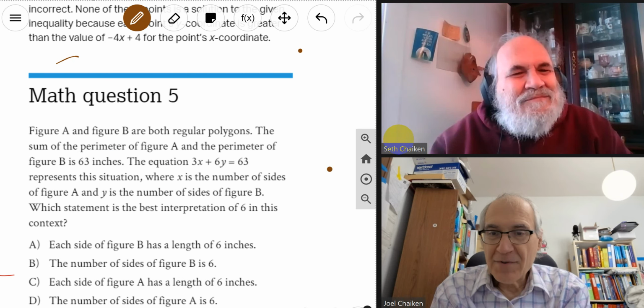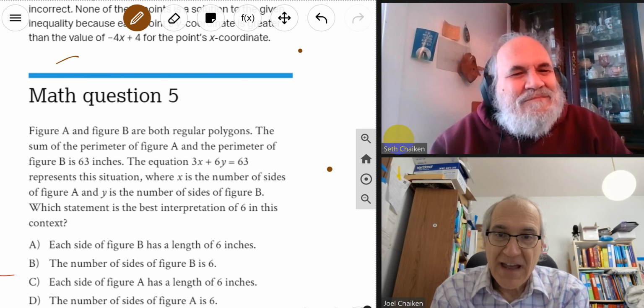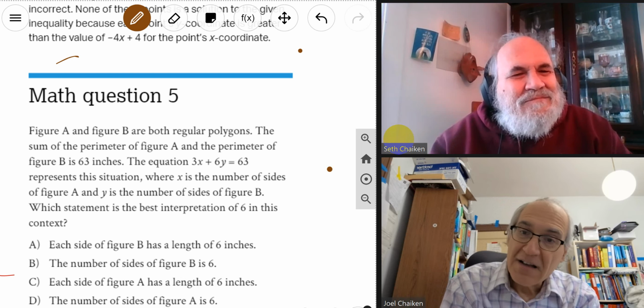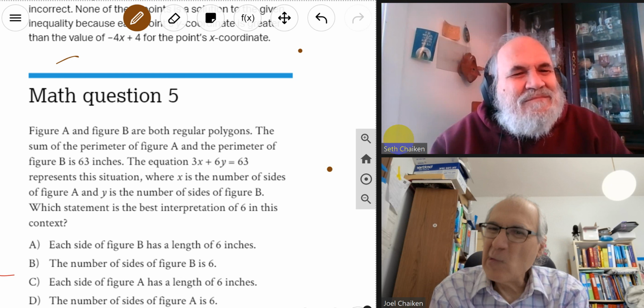Figure A and B are both regular polygons. Then the sum of the perimeter of figure A and the perimeter of figure B is 63. The equation 3x plus 6y equals 63 represents this situation, where x is the number of sides of figure A and y is the number of sides of figure B. Which statement is the best interpretation of 6 in this context?